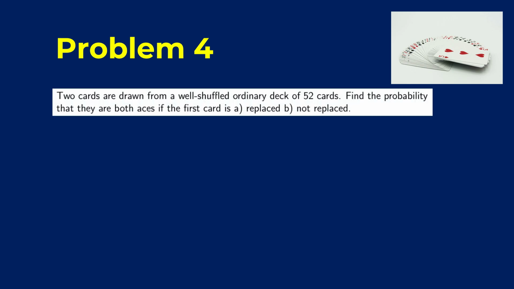Hello and welcome. In this video, we will review another problem which states that two cards are drawn from a well-shuffled ordinary deck of 52 cards, and we want to find the probability that they are both aces. Now, there are two parts to this example.